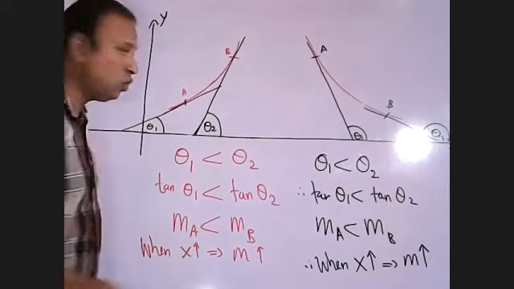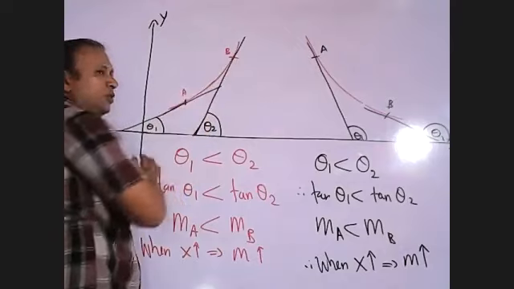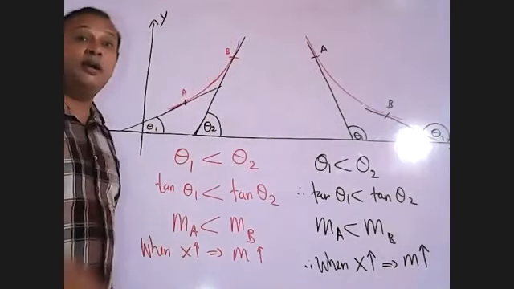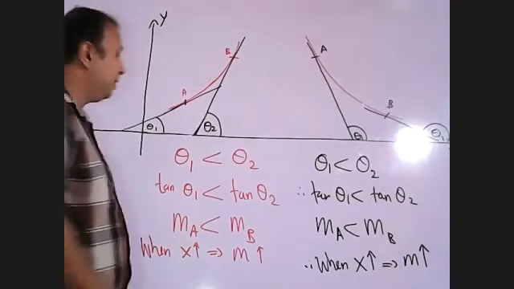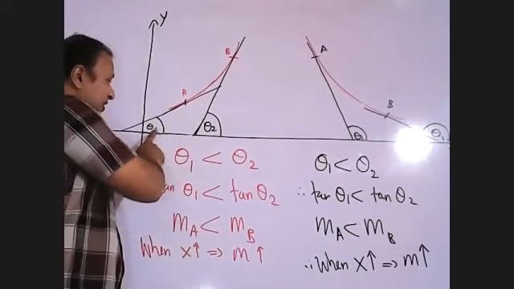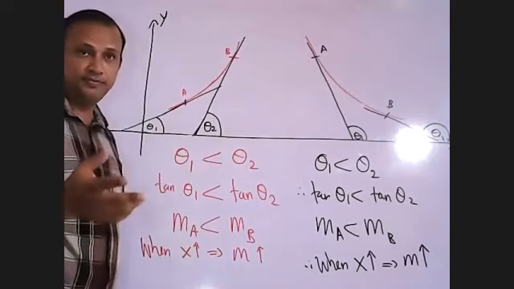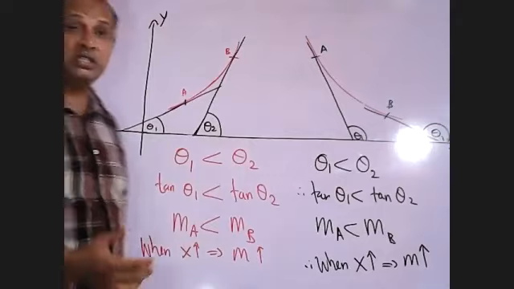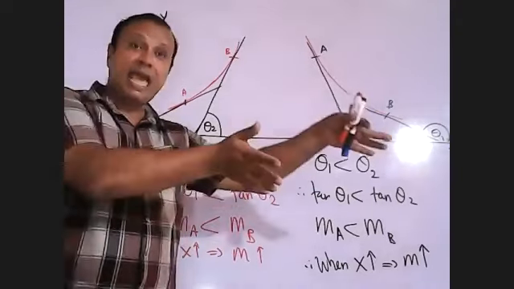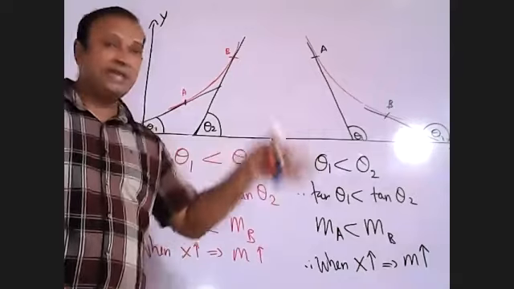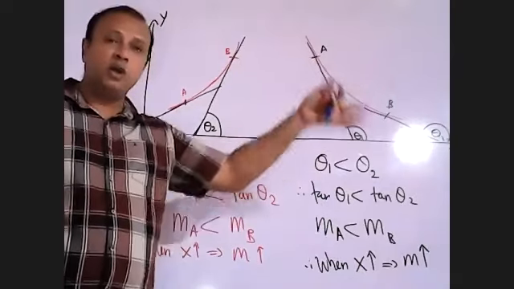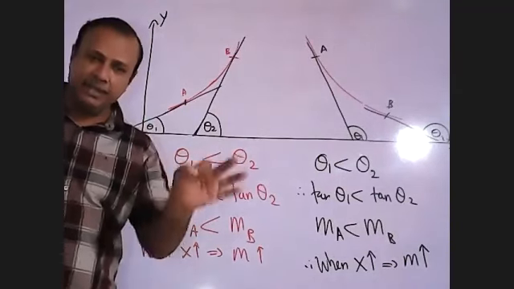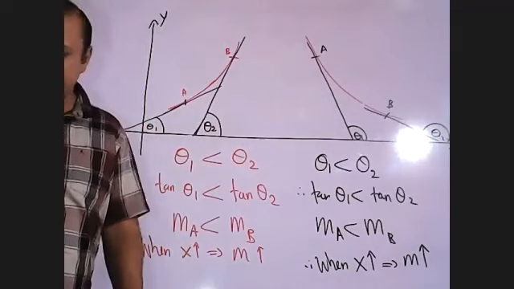But look at the argument. How did you find that? You have to take 2 points on the graph, draw the tangents to those points, and determine whether the theta value increases or not. If it increases with x, that means the tan value increases. Tan value means gradient, so the gradient also increases. Okay. Is that clear?